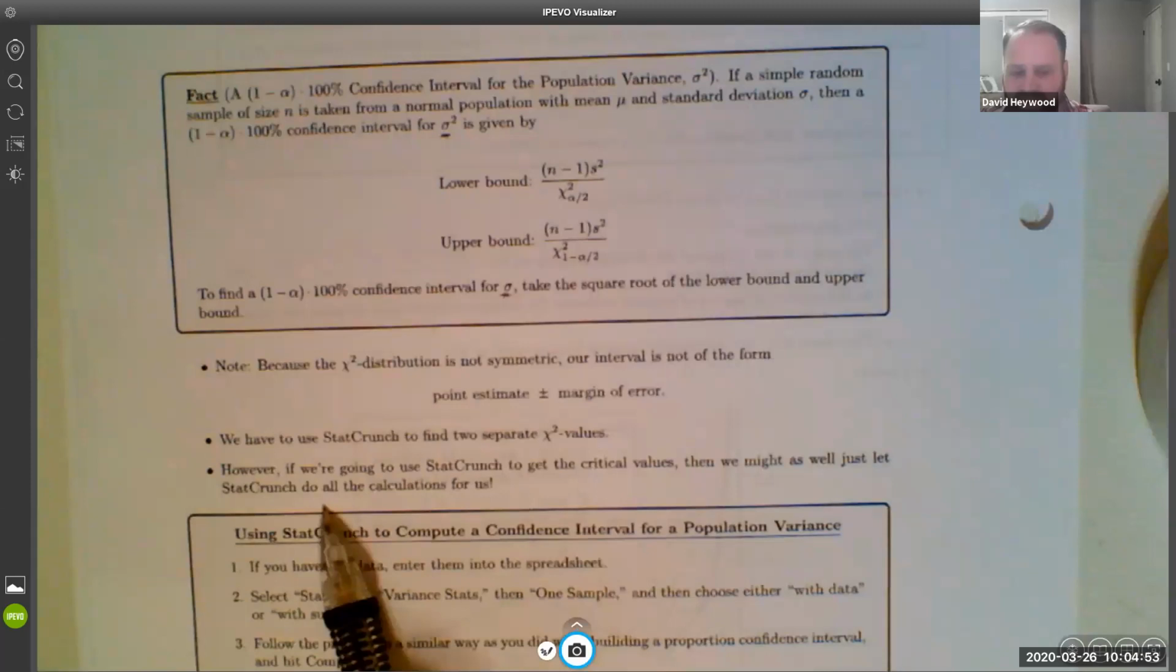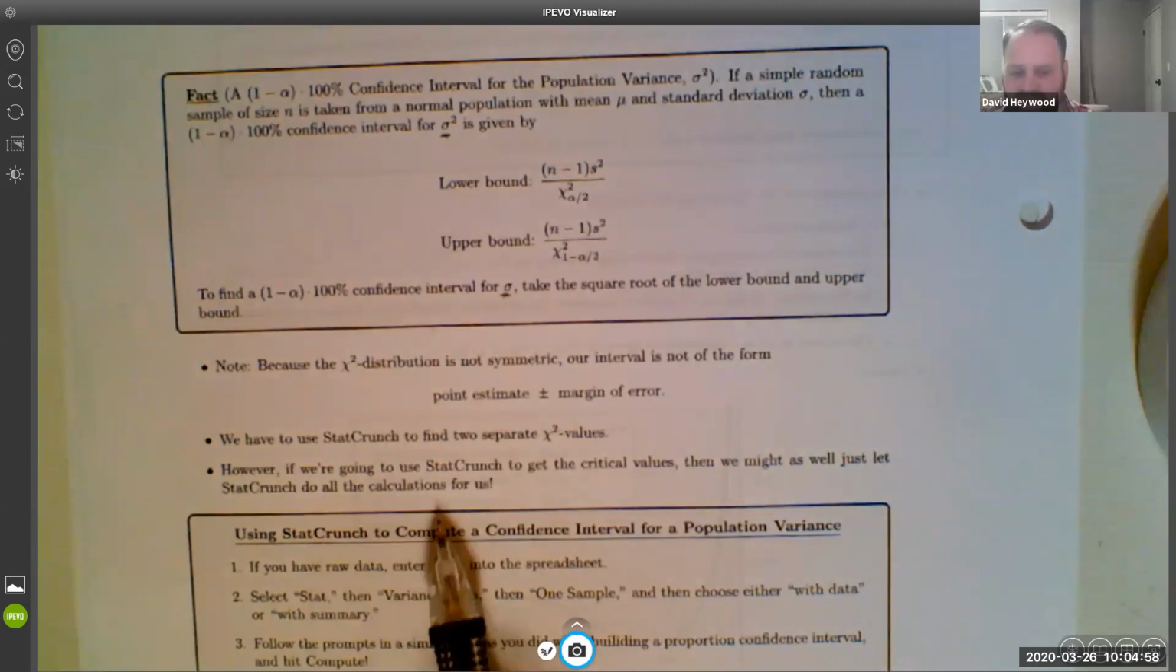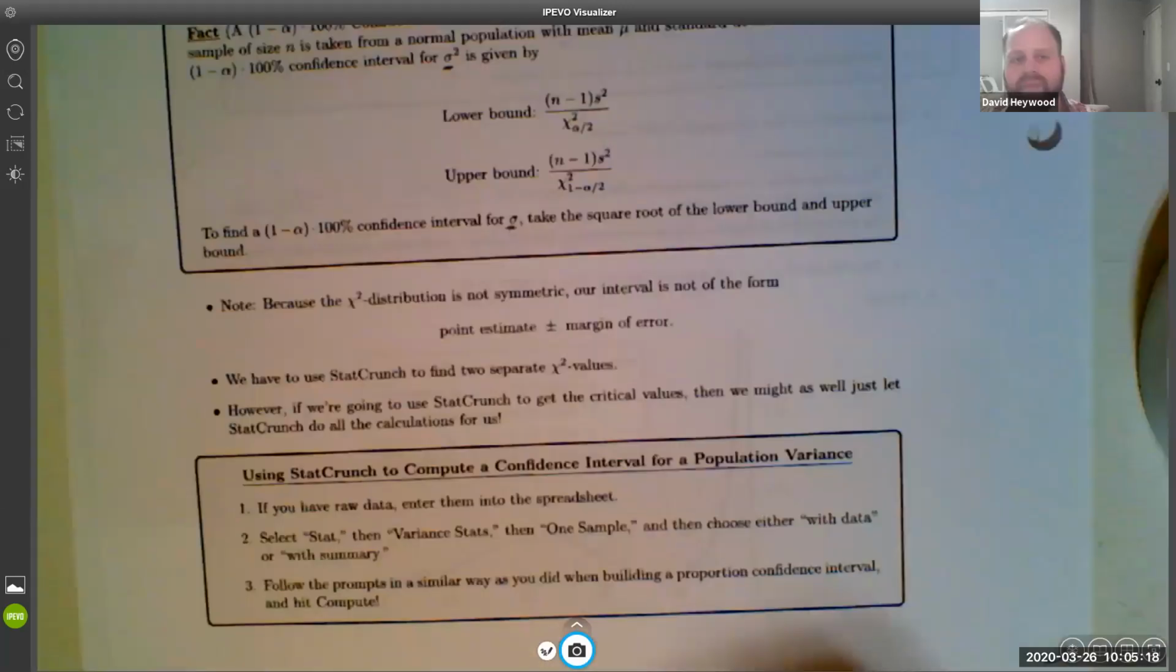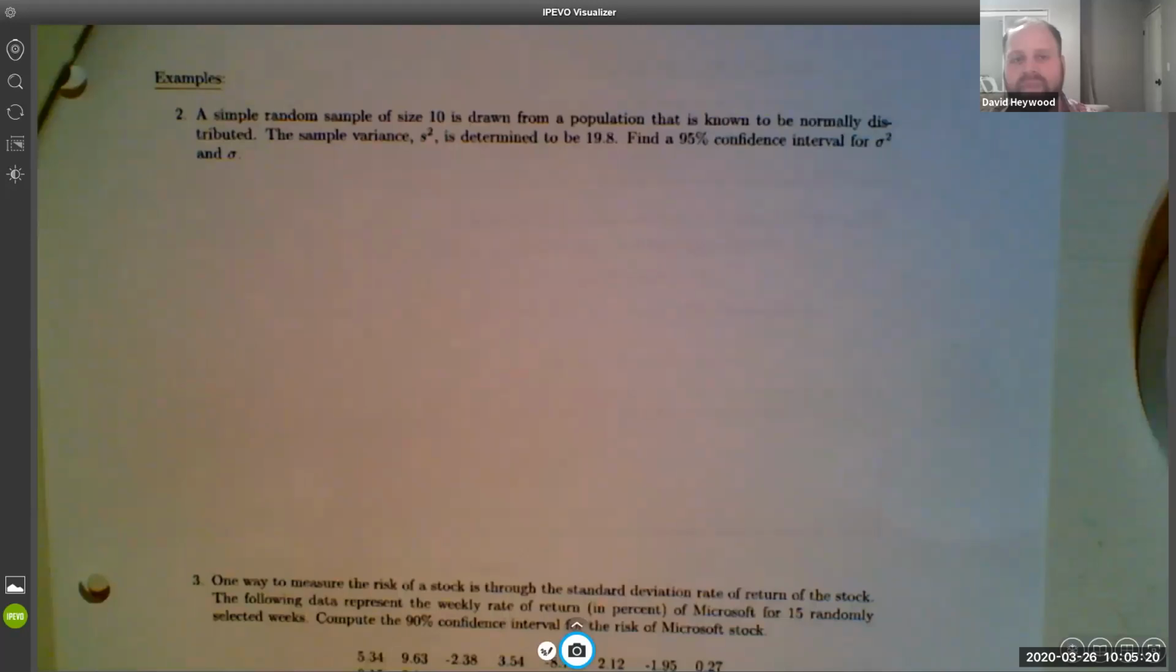To do a confidence interval for a variance, you enter the raw data if you have any, and then you go to Stat, Variance, Stats, One Sample. Then you choose either with data or with summary, depending on whether you have the raw data or just a summary of the data. So let's take a look at some examples. This one says: a simple random sample of size 10 is drawn from a population that is known to be normally distributed. The sample variance, S squared, is determined to be 19.8. Find a 95% confidence interval for sigma squared and sigma.